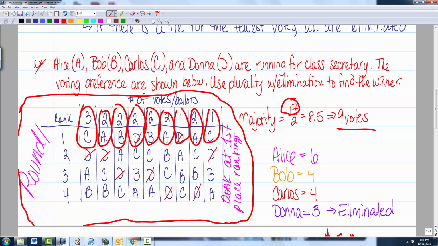They don't. Carlos has 3 plus 1. That's why Carlos has 4. Alice has 2 first place votes. 2 and 2. 6. And so on and so on and so forth. You can do all the rest of the counting.